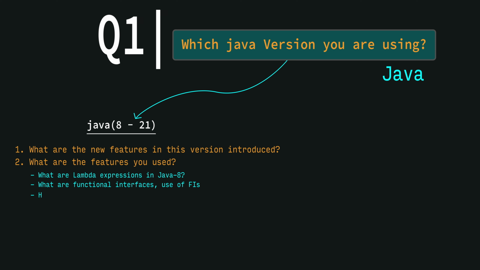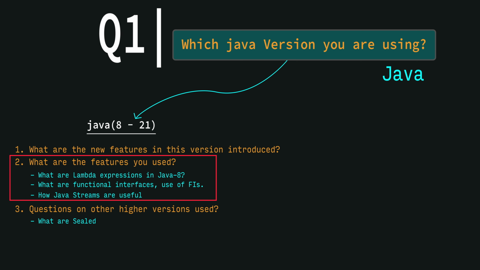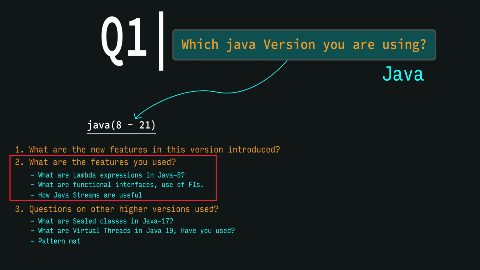The next set of questions on it is: what are the new features introduced in this version? What are the features you used? Suppose you are using Java 8, the questions will be: what are lambda expressions, what are functional interfaces, and what is the use of streams? You know them well, right?